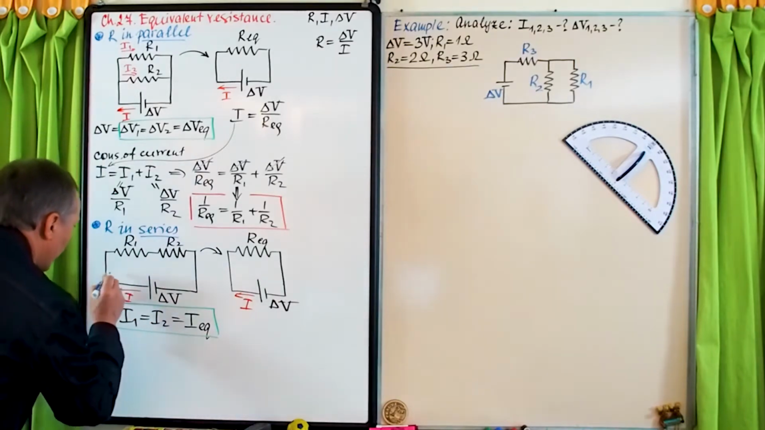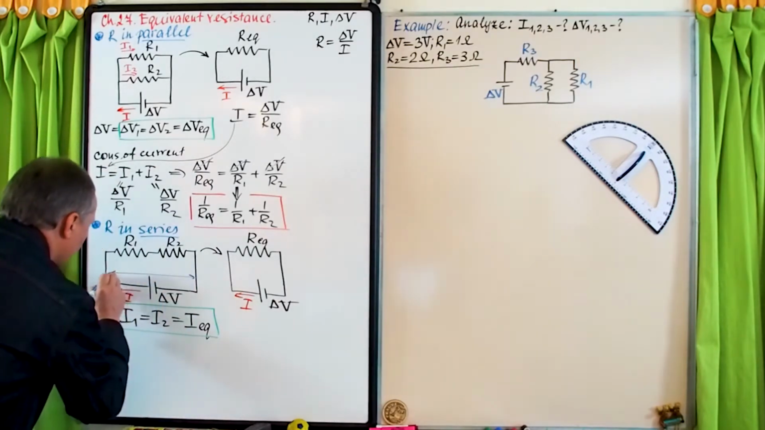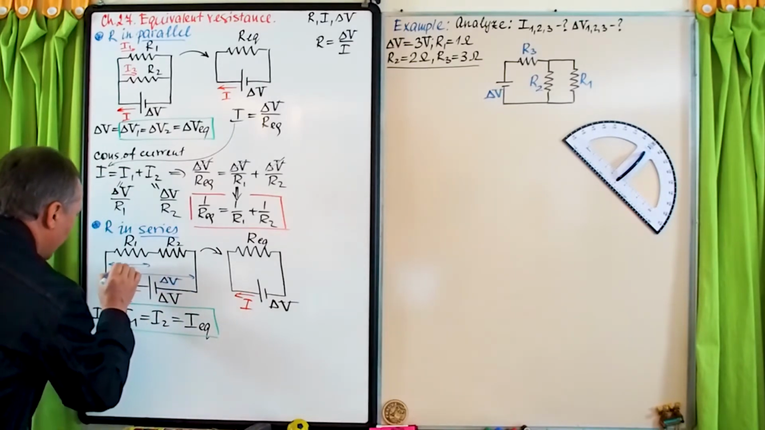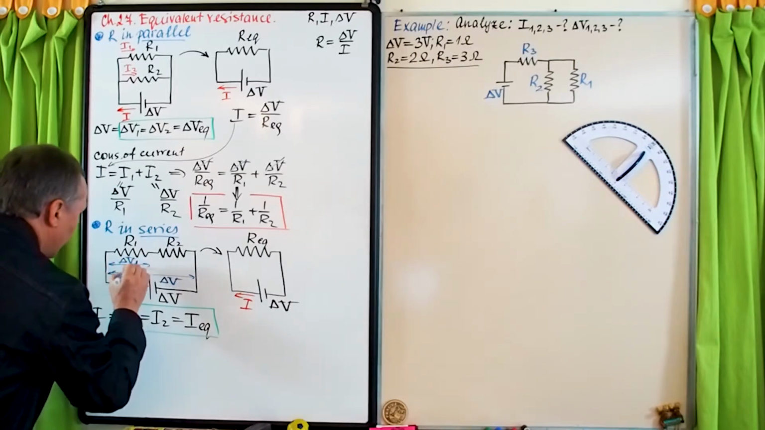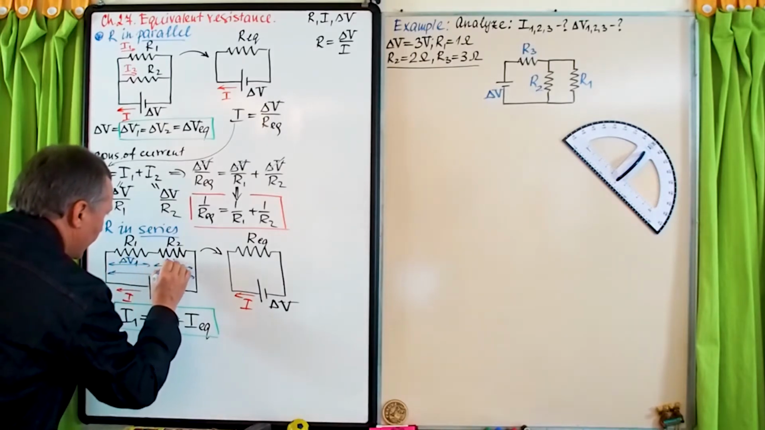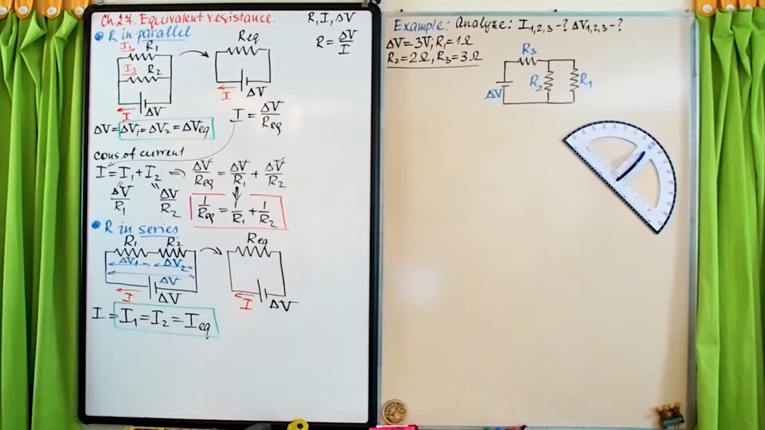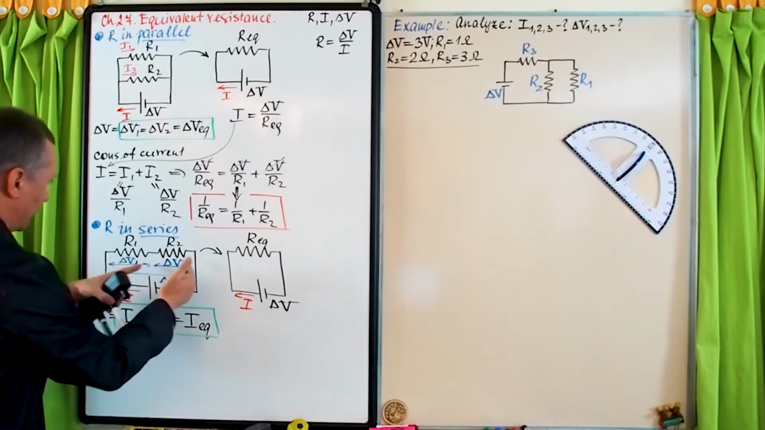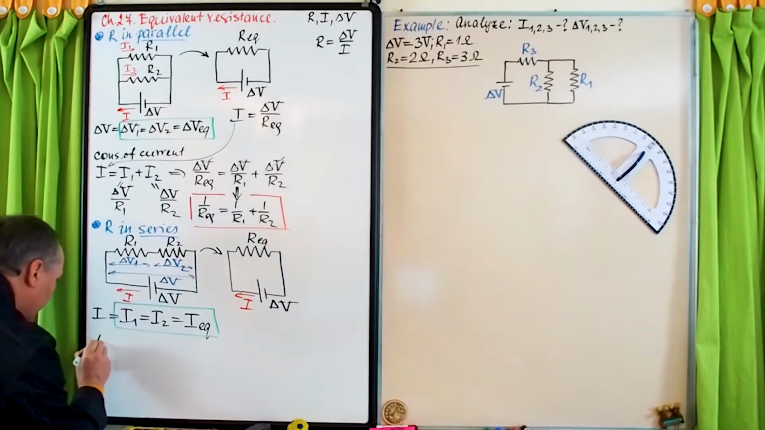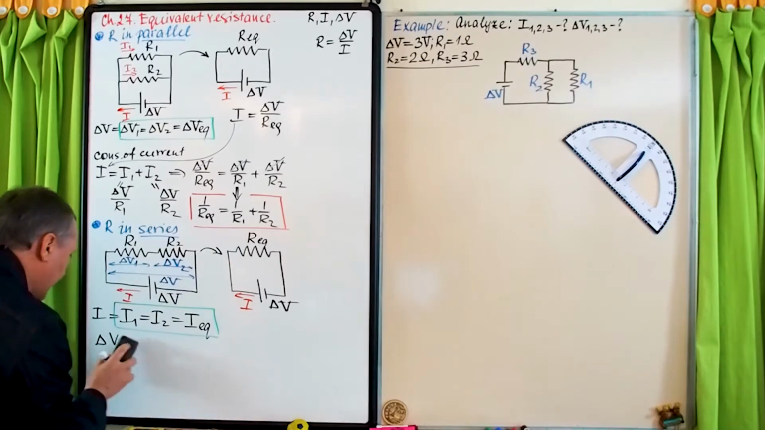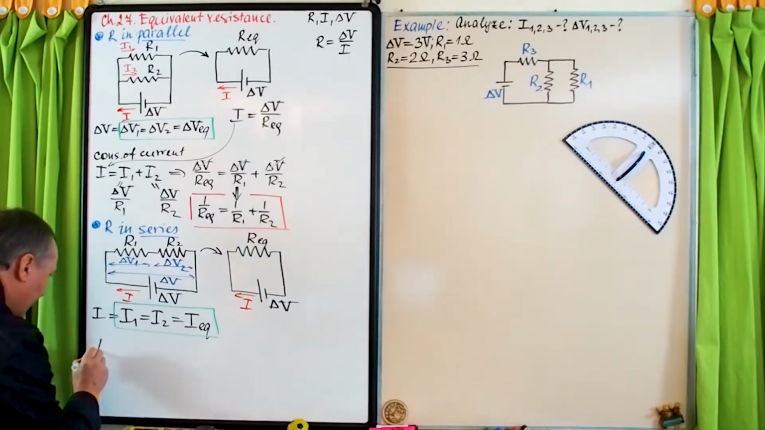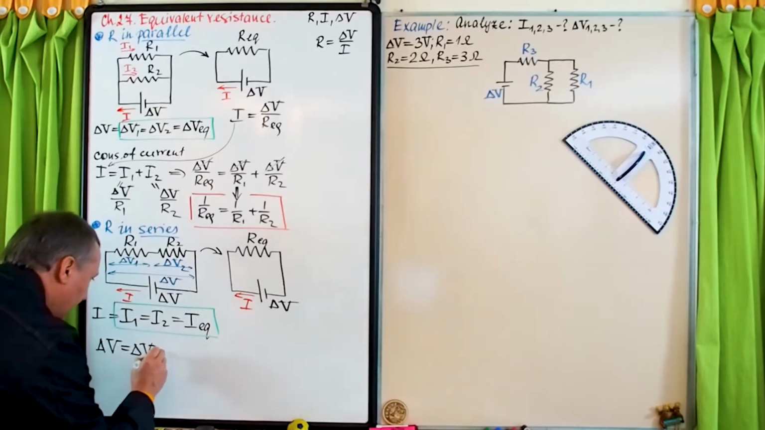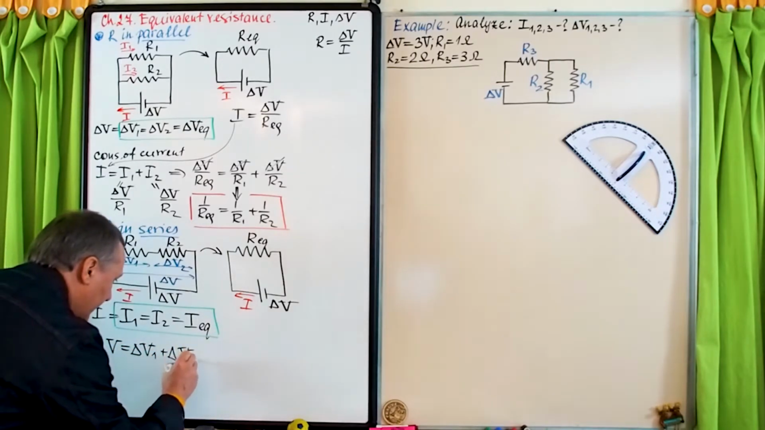Probably I use blue. So the total voltage drop across the whole circuit, this delta V, must be equal to delta V1 plus delta V2, right? So I can write, the total delta V equals delta V1 plus delta V2. Let me write it over here. Again, let me step a little bit lower. Delta V equals delta V1 plus delta V2.